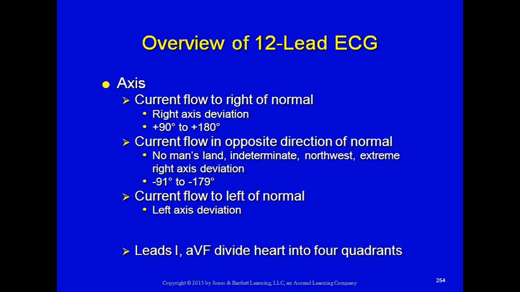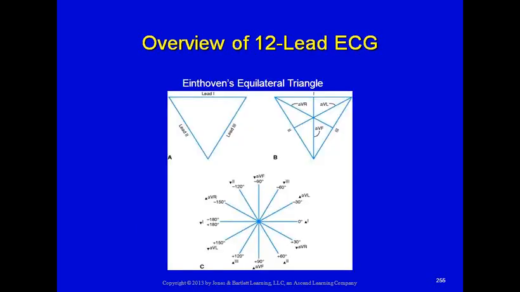Leads 1 and AVF divide the heart into 4 quadrants. So here's Einthoven's triangle, and then we have the augmented leads dividing the triangle into 6 planes, and then we have a circle. Imagine a circle around that, starting with 0 to 90 as being the normal axis of the heart. And the axis just refers to the flow of electricity.